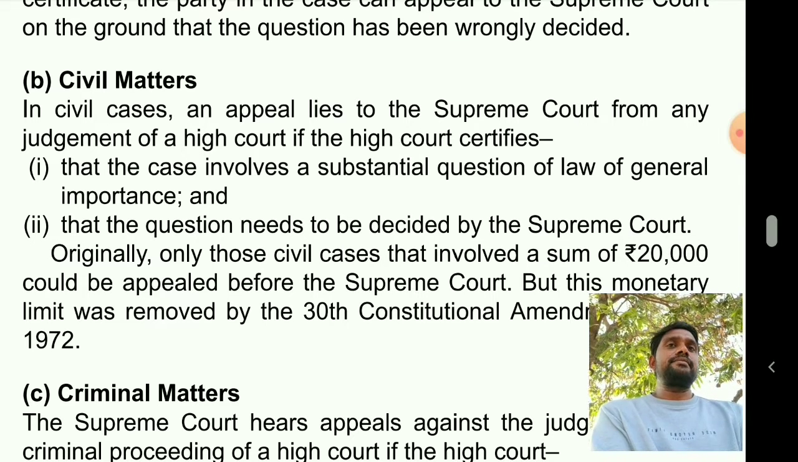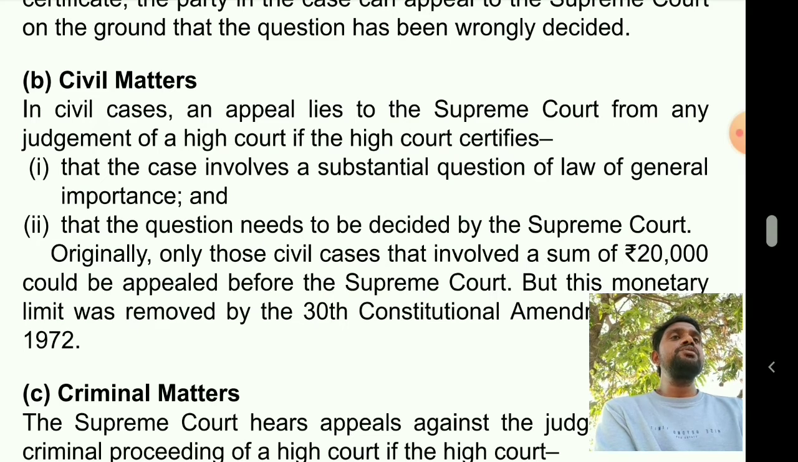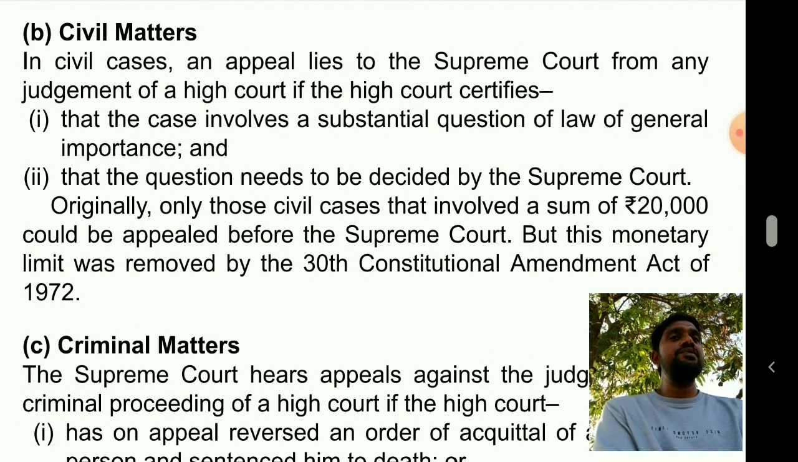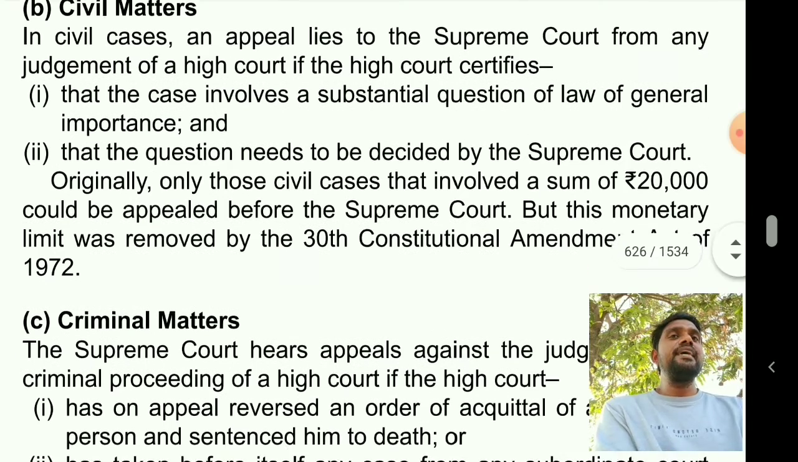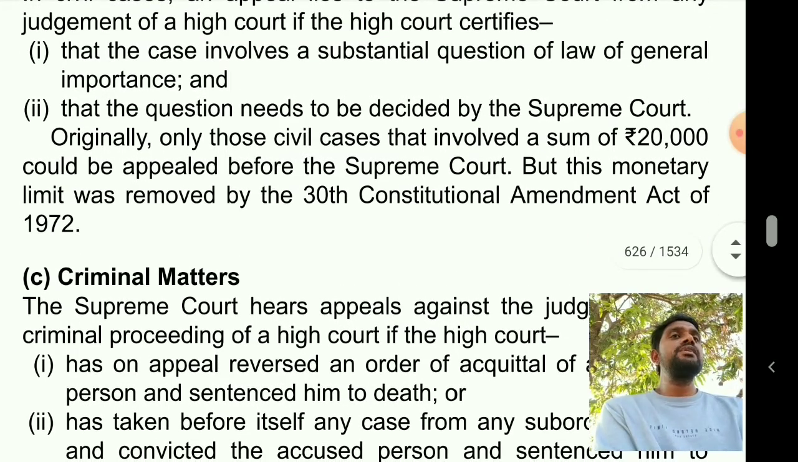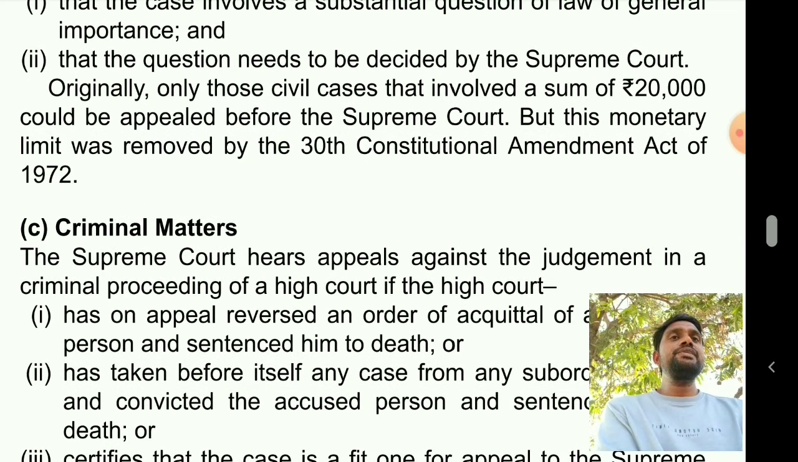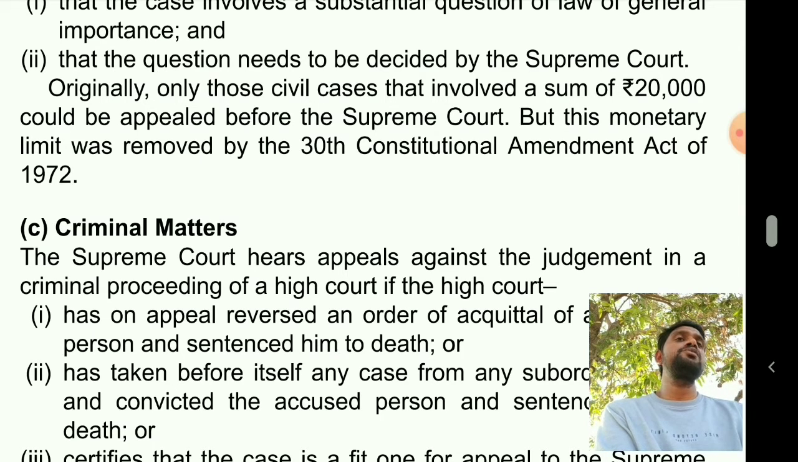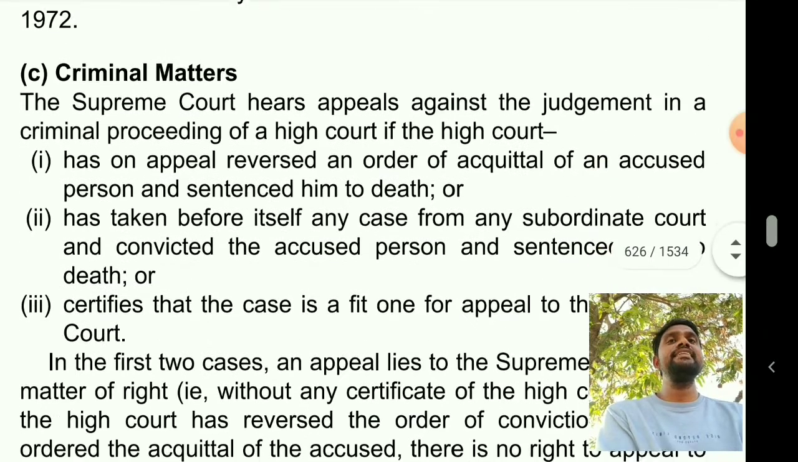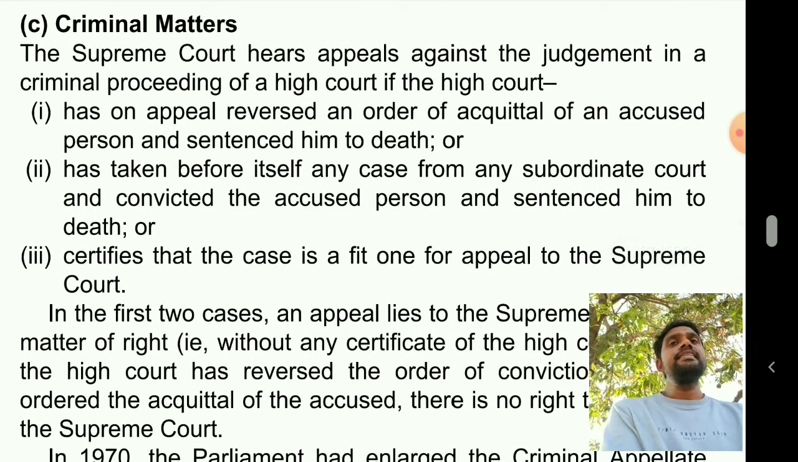B. Civil matters. In civil cases, an appeal lies to the Supreme Court from any judgment of a High Court if the High Court certifies first that the case involves a substantial question of law of general importance, and second, that the question needs to be decided by the Supreme Court. Originally, only those civil cases that involved a sum of rupees 20,000 could be appealed before the Supreme Court, but this monetary limit was removed by the 30th Constitutional Amendment Act of 1972.